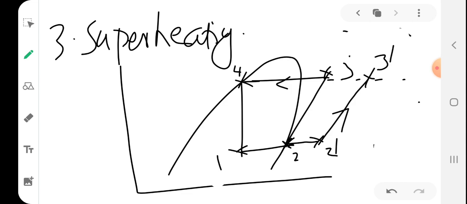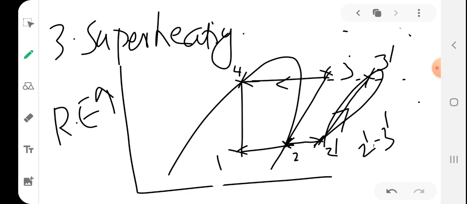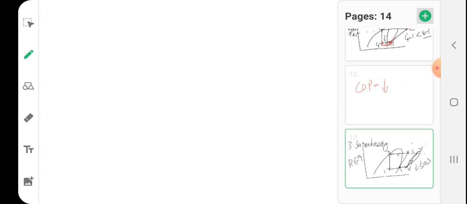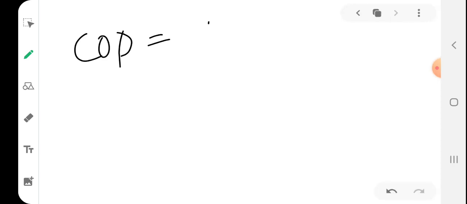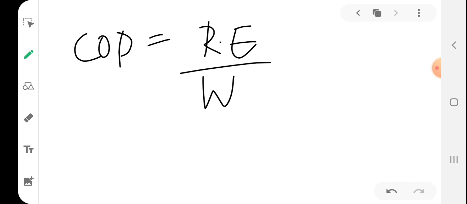Here you can see that refrigeration effect is increased, but there is an increase in work, right? The effect of superheating is to increase the refrigerating effect, but the increase in refrigerating effect is at the cost of increase in amount of work. So this 2 dash to 3 dash will be a little bit greater than 2 to 3. Here you can see that COP is RE by W, right? Here RE is a little bit increased, W is also increased.